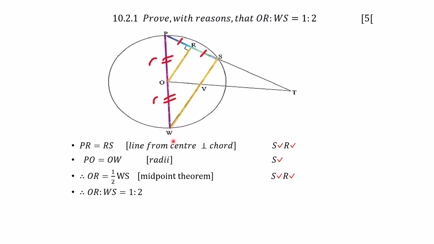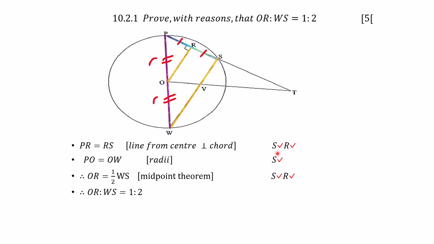So according to the midpoint theorem, now I can state that OR is parallel to WS. My apology, OR is parallel, and automatically then OR is half the length of WS, and my reason would be midpoint theorem. So if OR is half of that, then it automatically means if this is 1, this would be 2. So OR to WS equal 1:2.